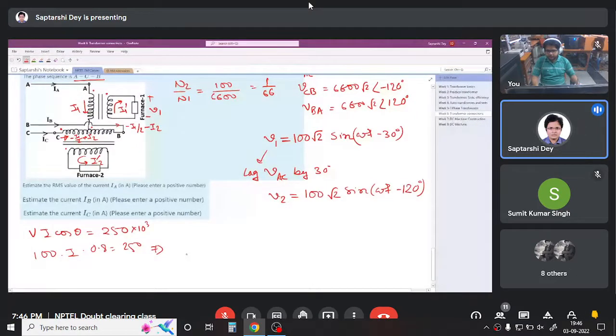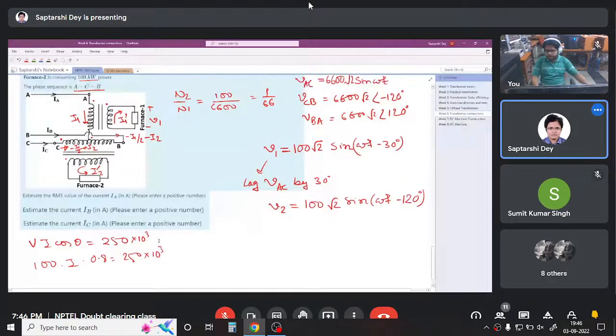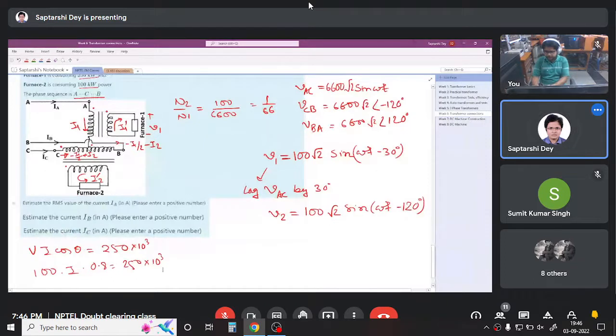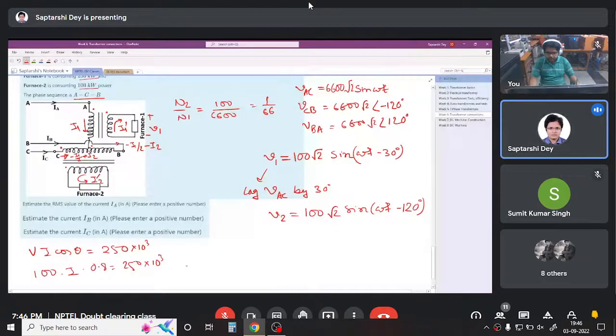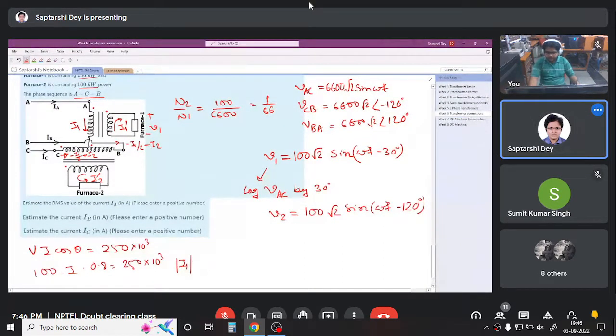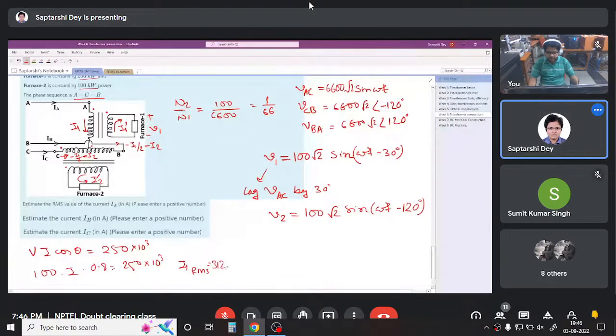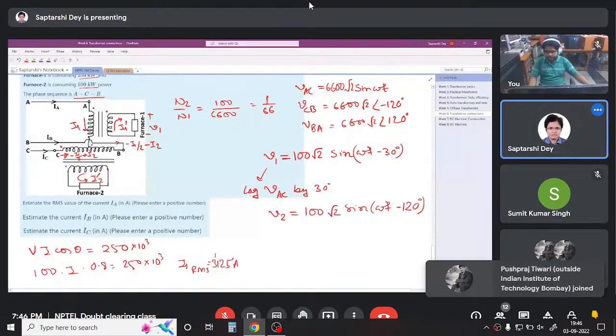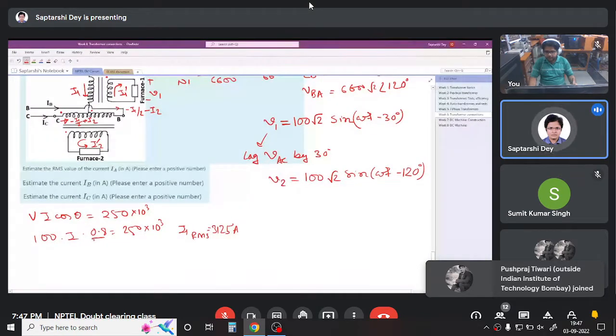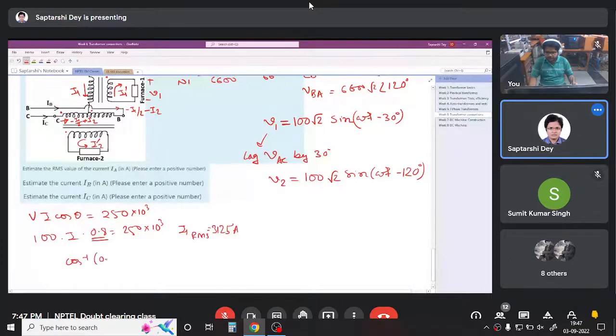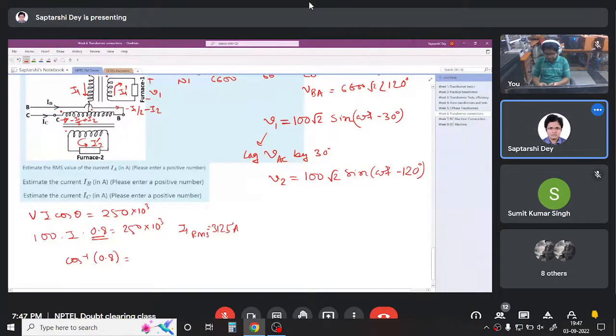That's okay, because Scott transformers do not generally supply such a low value of current at full load. 250 kilowatt, so into 1000, 3125. So our I1 has an RMS value of 3125 ampere. And it has a power factor of 0.8 lagging. So cos inverse 0.8 is around, let's not make things complicated, 37 degrees.